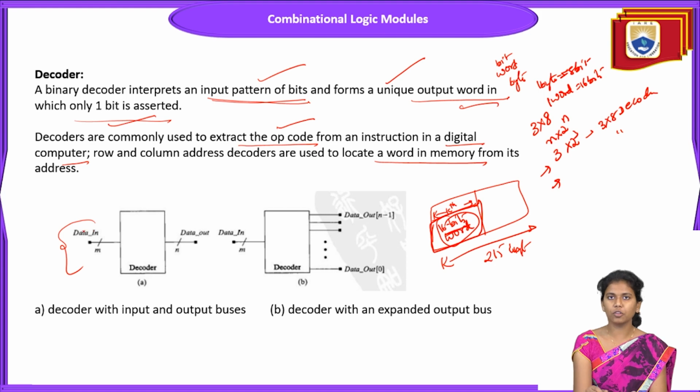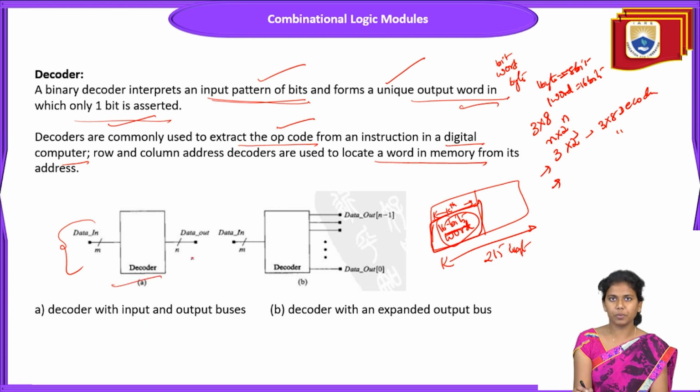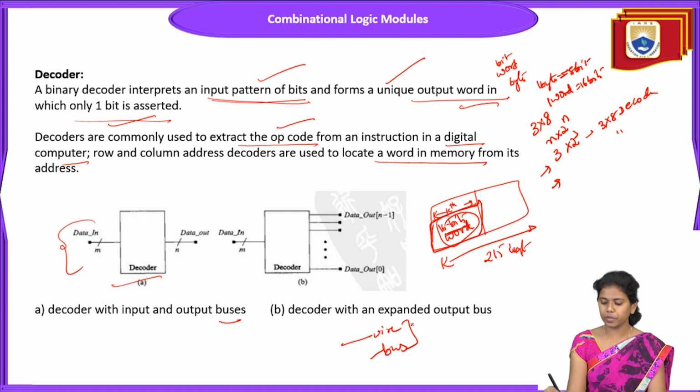As I said, in order to implement this in a logical module, we always have to consider 3 things: structure, truth table, and Boolean expressions, right? Here, when it comes to the structure, this is a decoder with input and output buses. You all know what is meant by a bus. I hope you know what a wire is, what a bus is, and the difference between a wire and a bus.